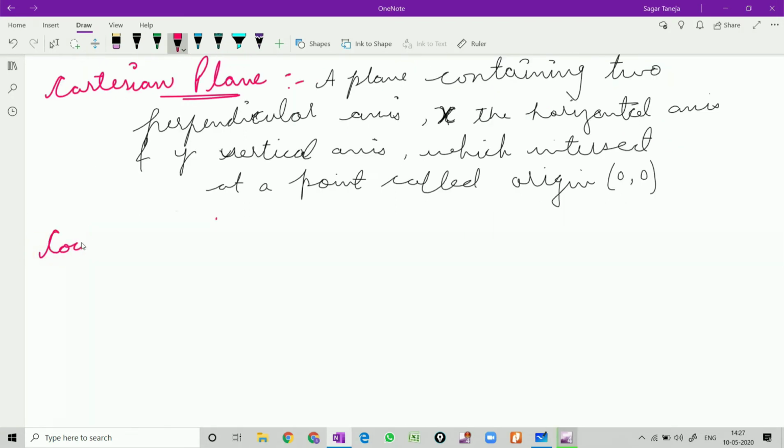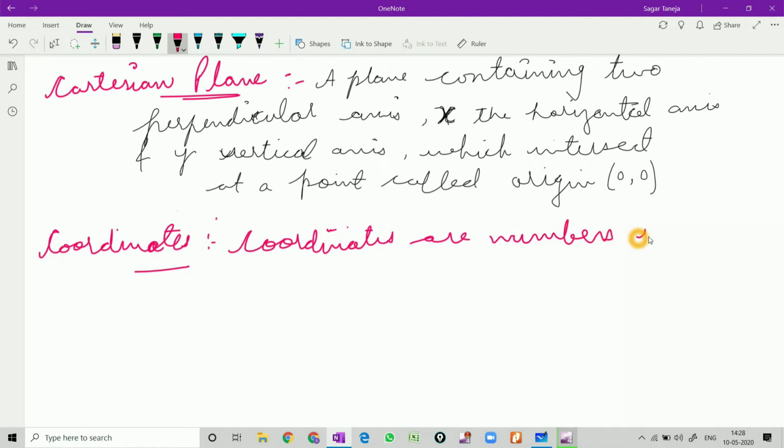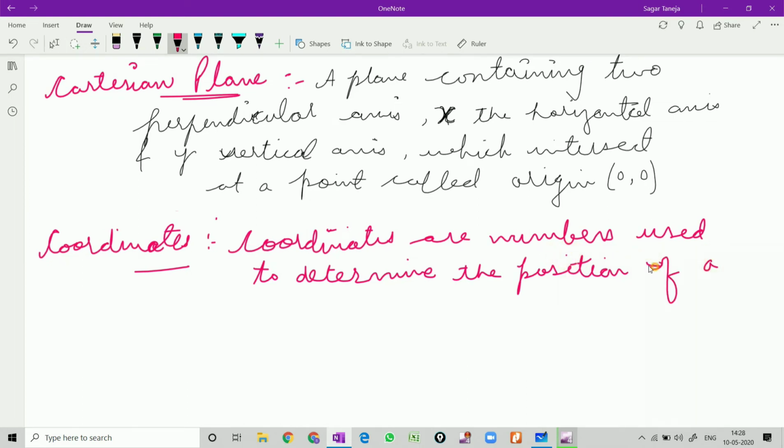The next definition is coordinates. What are coordinates? Coordinates are numbers used to determine the position of a point. So coordinates are the numbers which are used to determine the position of a point.